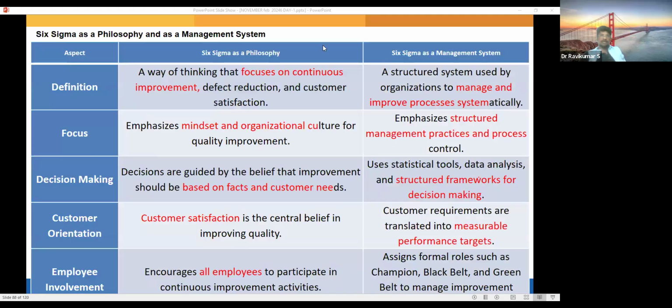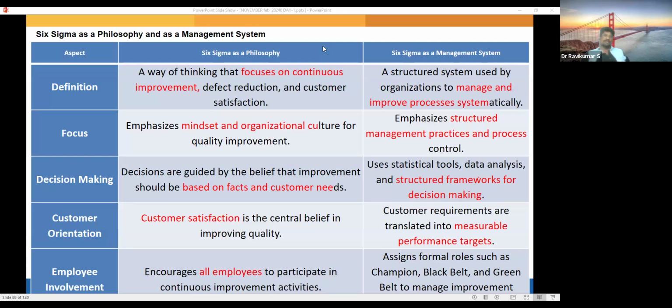So now if you see this, Six Sigma as a philosophy and Six Sigma as a management system. It helps the organization to focus on long-term continuous improvement. So how does it do that? It helps everyone to focus on it. The mindset of the people has to change. The organization has to focus on long-term growth. It is a thinking habit of the people that has to change. That only can bring improvement in the organizational long-term growth.